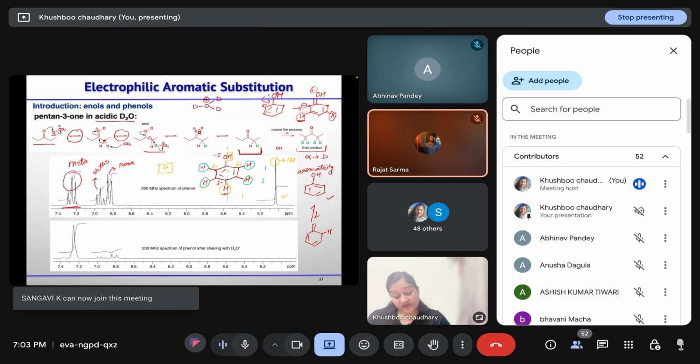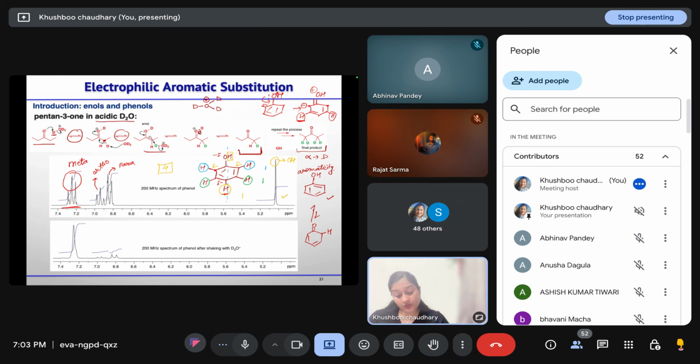Now if we shake the phenol solution with D3O positive, what will happen? Your ortho position can be substituted by deuterium, your para position can be substituted by deuterium, and your OH can be substituted by deuterium. But because electron density will never go to the meta position, the meta signal will remain the same. Some suppression will be there in the case of ortho, para and the OH signal. So from this spectra, it is clear that whatever explanation we are theoretically assuming is correct.